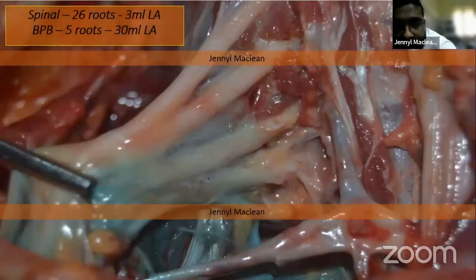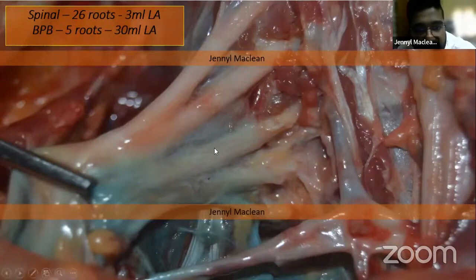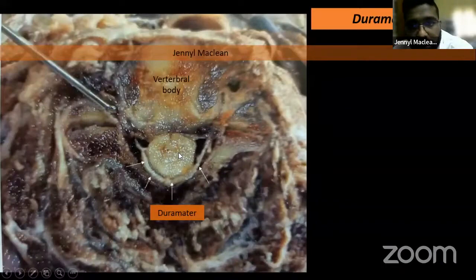But still, we are not able to achieve this with 30 ml of local anesthetic in a brachial plexus block. Why? Because you can see a dense connective tissue here. The dense connective tissue in an epidural space is your ligamentum flavum. What you see here is the ligamentum flavum, and this is the dura mater. If you place the drug into the subarachnoid space, the onset is 3 to 5 minutes. But here, if you place the drug just above this dura mater, the drug has to diffuse through the dura mater to get your onset.